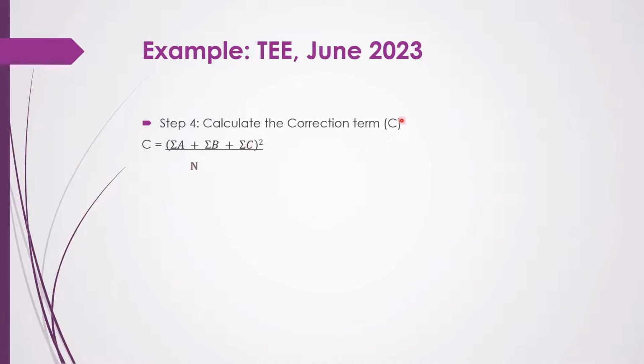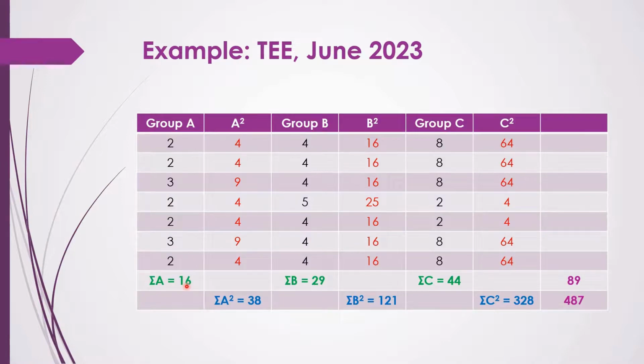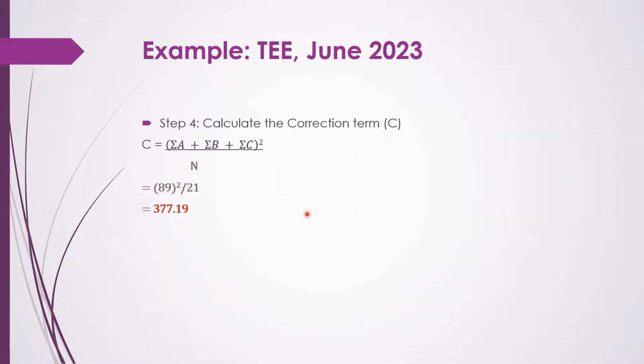Step 4, we calculate the correction term C. And this is the formula for correction term, which is sum of A plus sum of B plus sum of C whole square divided by N. Now this addition we have already done in our table. Remember, sum of A plus sum of B plus sum of C, we have already got the number 89. So we'll just simply go and substitute it there. We have 89 square by capital N, which was total number of observations, 21. And we get this number 377.19. I hope you were pausing the video as and when required and doing the calculations on your own and then cross-checking with mine.